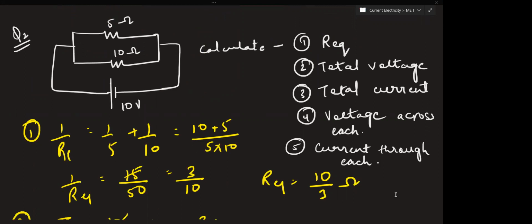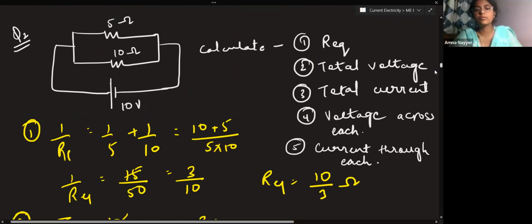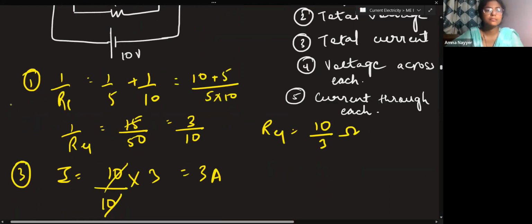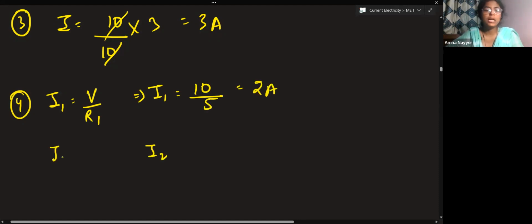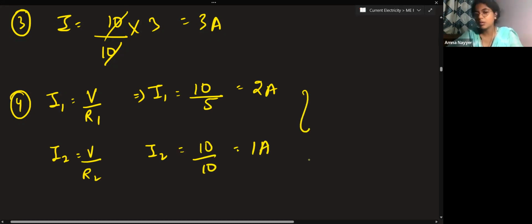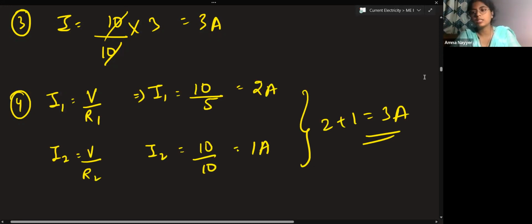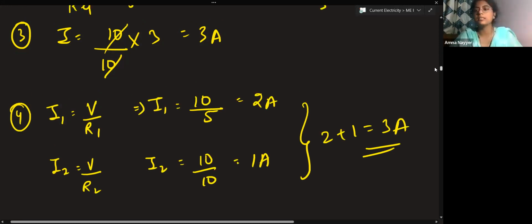Let's see. Current through each, we'll use this formula. I1 will be equal to V divided by R1. So I1, this is equal to V is what? 10 volt. R1 is 5, so this becomes 2 ampere. I2 will be equal to V divided by R2. So this becomes what? 10 divided by 10, which becomes 1 ampere. Now see, if you combine, you get 2 plus 1, which is 3 amperes. And 3 amperes was the initial current that we had started with.